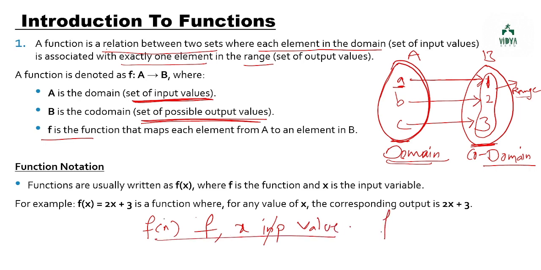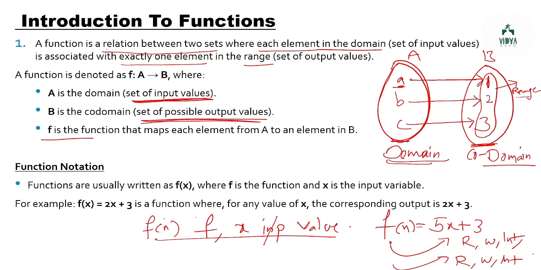And if I take just f of x is equal to 5x plus 2 or 3, then I can put whatever values I need here: real numbers, whole numbers, integers, whatever. But the output will also be whatever real numbers, whole numbers, integers. Okay, that means f of x is a function where for any value of x, the corresponding output will be this one. That means I'll give an example.